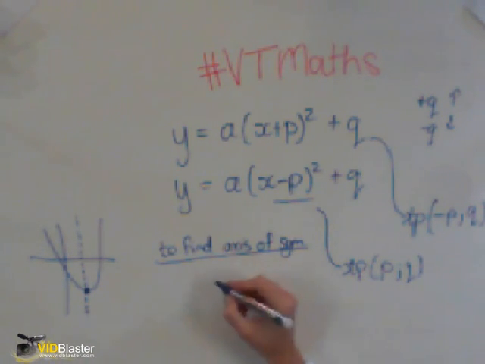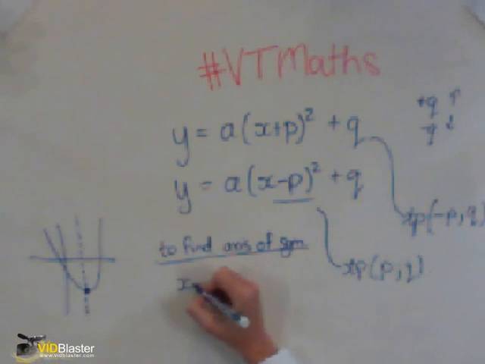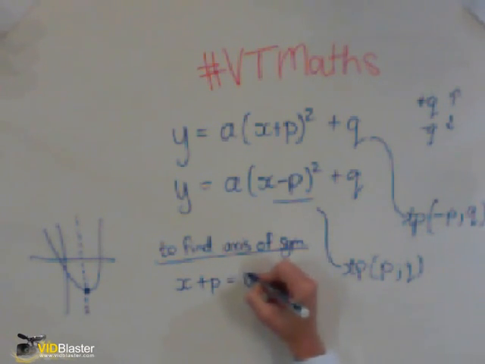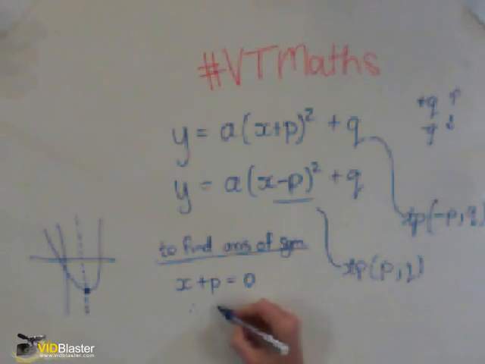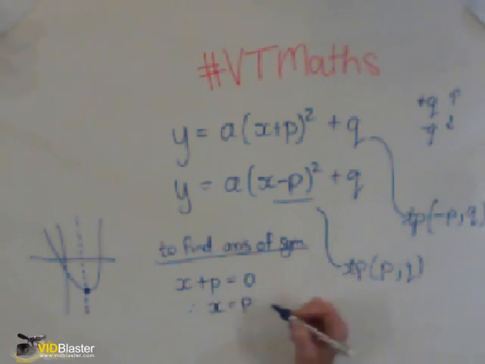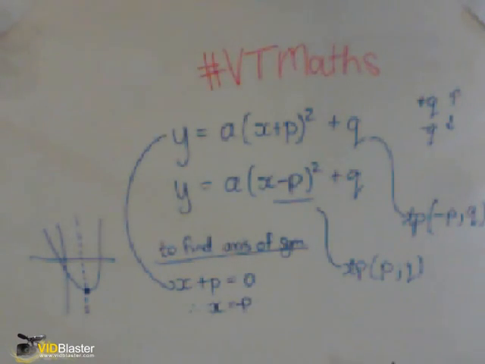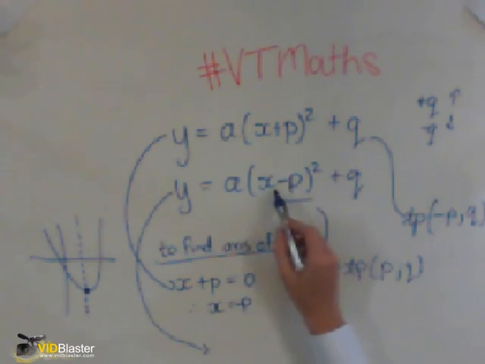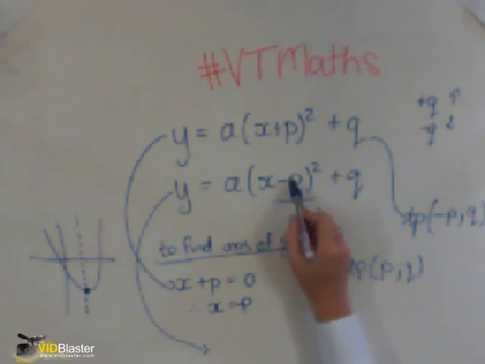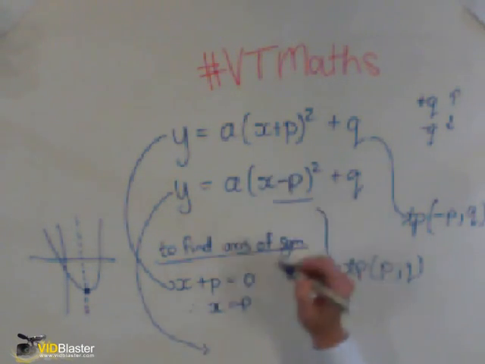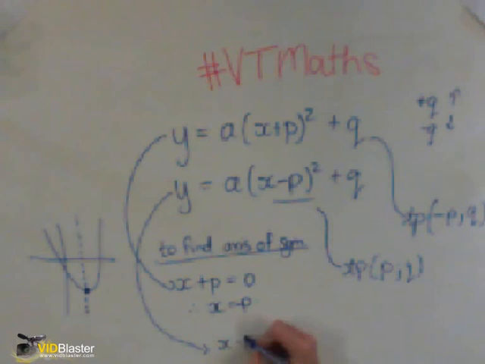So to find our axis of symmetry, what we really want to do is find x plus p and make it equal to 0. So therefore, over here, x is equal to negative p. And this is for negative p. There we go. And then for this graph over here, depending on whether you use your equation with your positive p or your negative p, for this one we would say, well, x minus p equals 0, therefore x equals p.